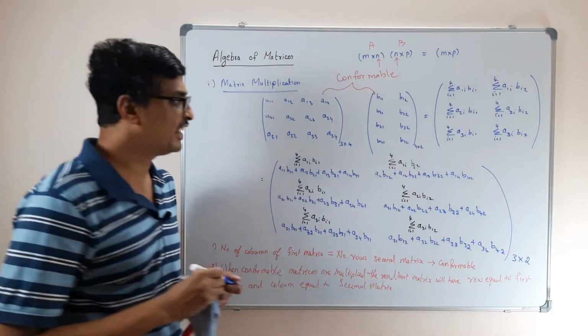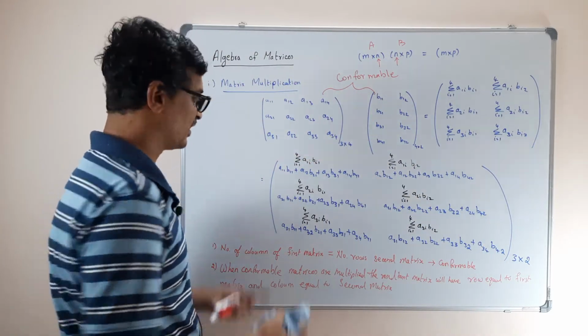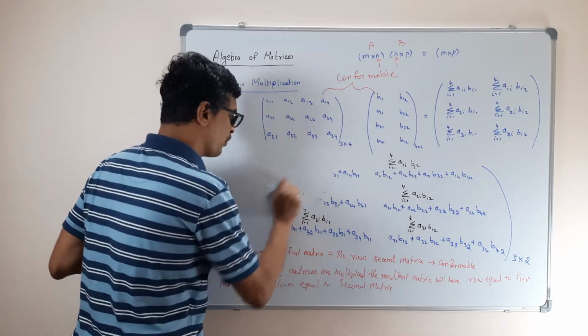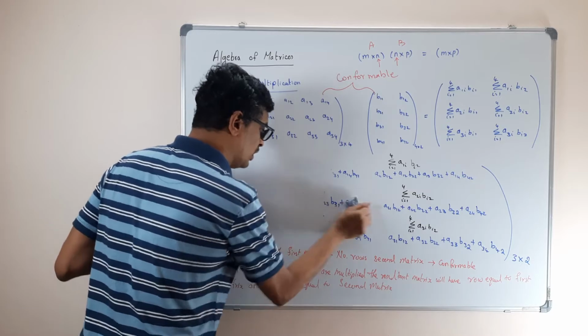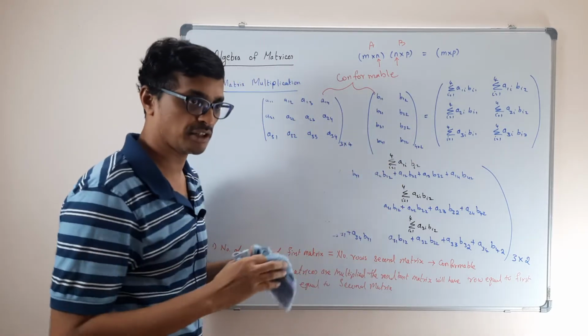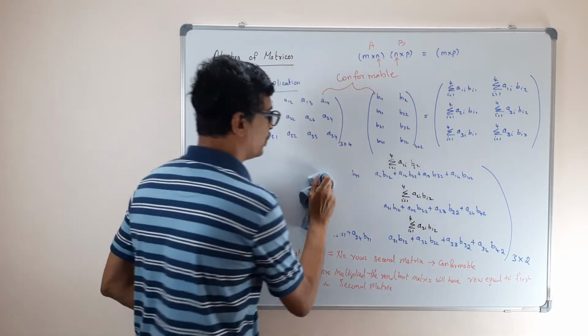Alright. So this is a very easy way of writing the matrix. There is no need to write this long. So this is what we call, this is how the matrix multiplication is defined.